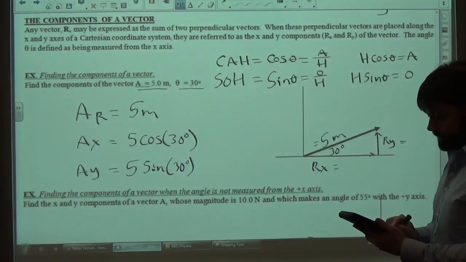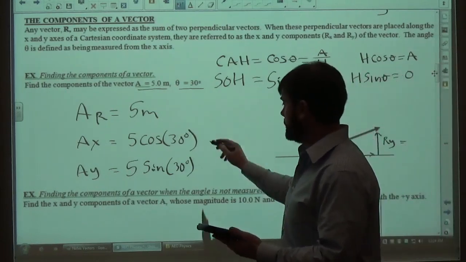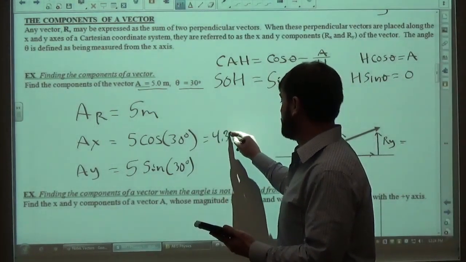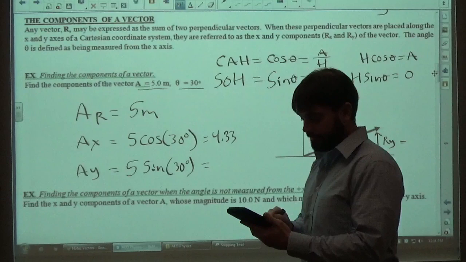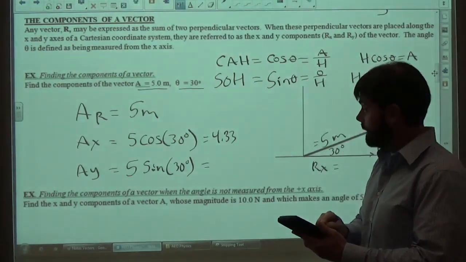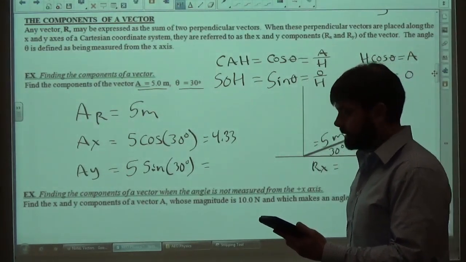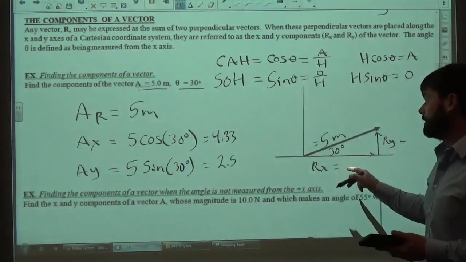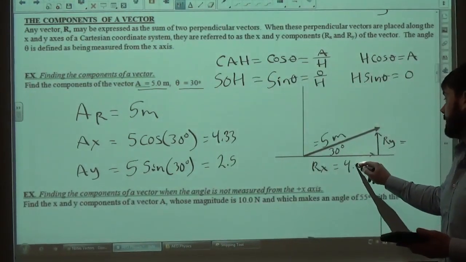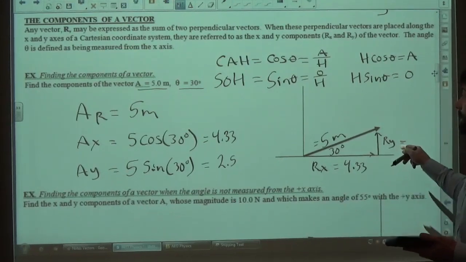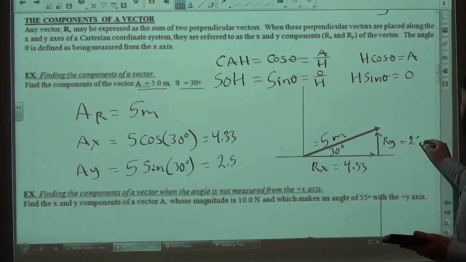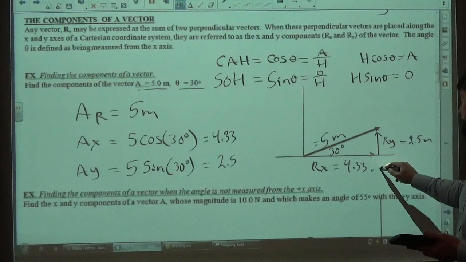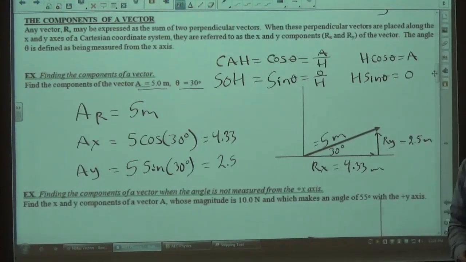So I've got 5 cosine 30. This gives me about 4.33. And down here I've got 5 times the sine of 30, which is approximately 2.5. So if I'm labeling my x component, here I have 4.33, and for my R of y I have 2.5. We know that the units we were given are in meters, so that's what we're going to stick with.